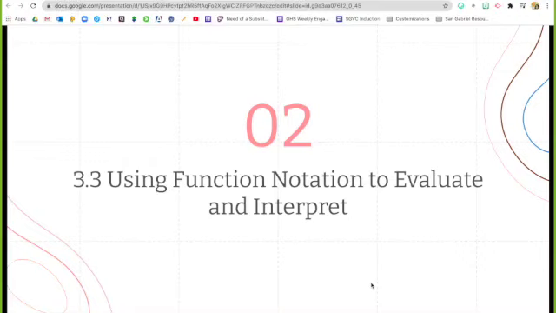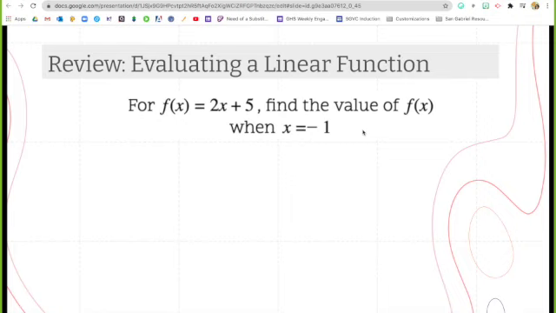Talk about Chapter 3, Section 3, using function notation to evaluate and interpret. So for review, we're going to evaluate a linear function. For example, let's say we have f of x equals 2x plus 5. Find the value of f of x when x is equal to negative 1.